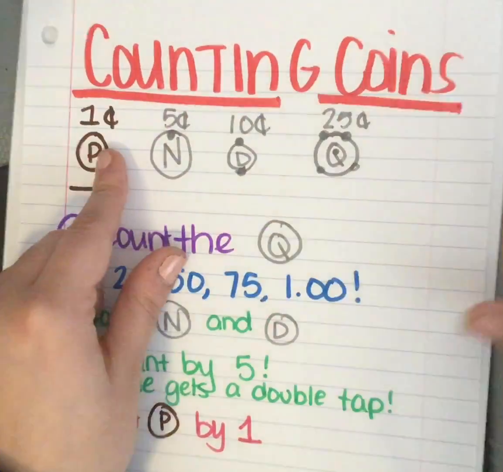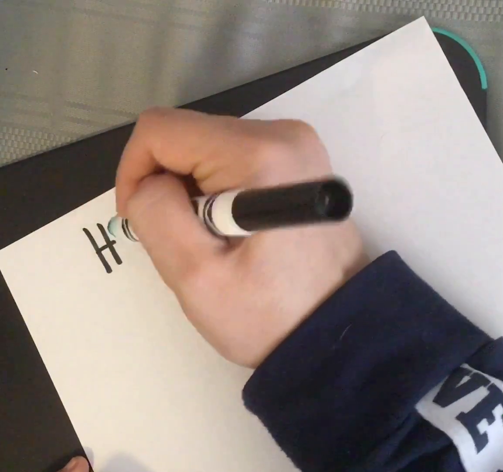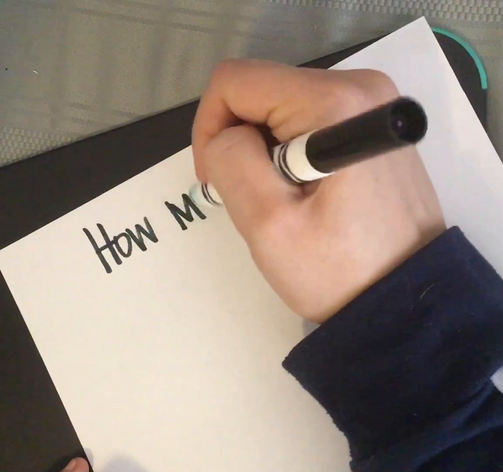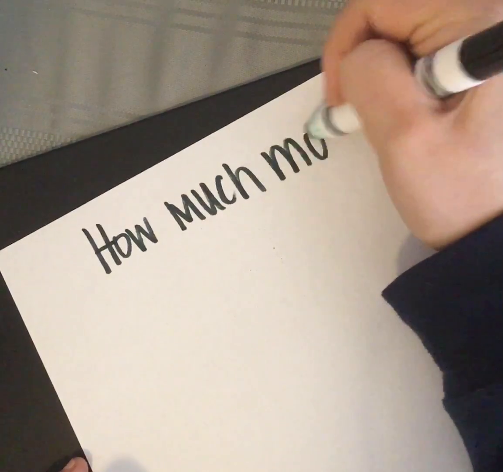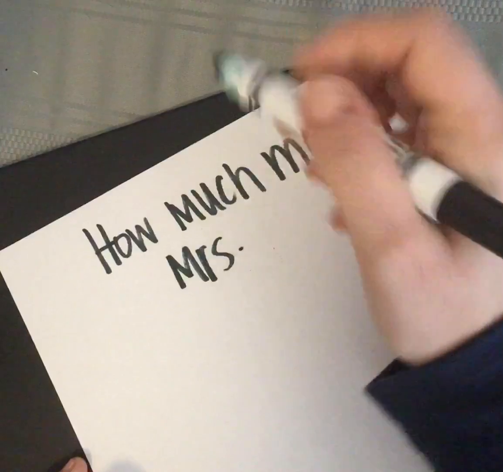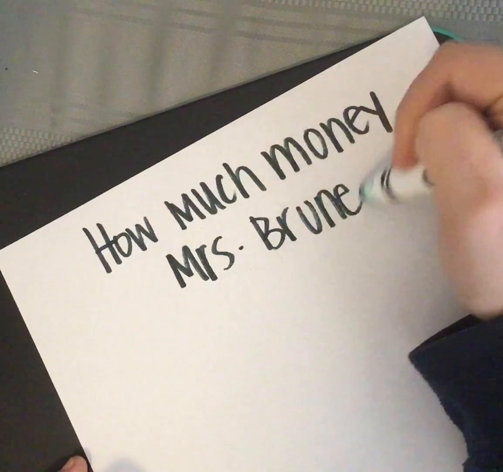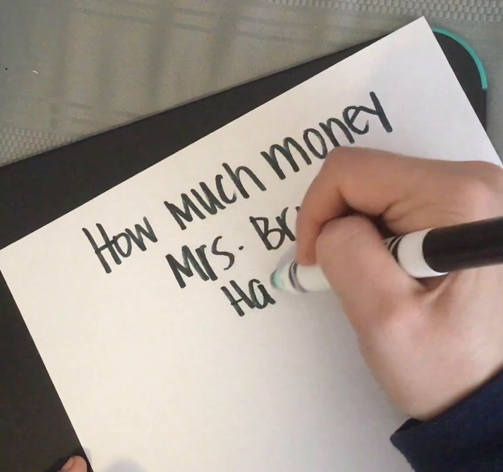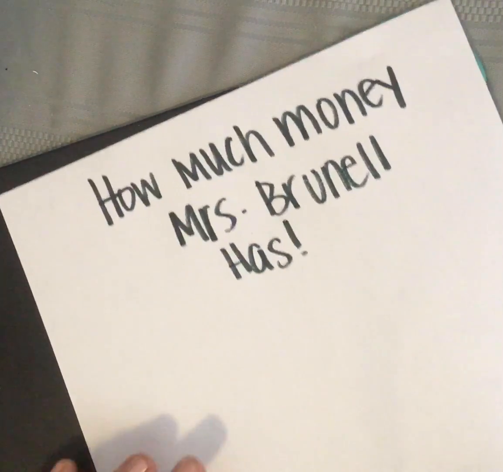So let's get started. So for my line plot, I'm going to need a fresh sheet of paper, and I'm going to start by drawing. Well, first I need to title my line plot to tell my reader and audience what I'm measuring. So I'm going to call mine How Much Money Mrs. Brunel has. I put an exclamation point. I thought it'd be fun.